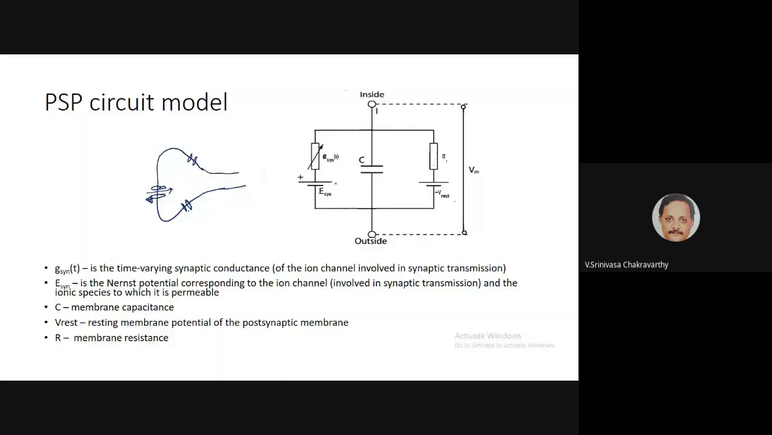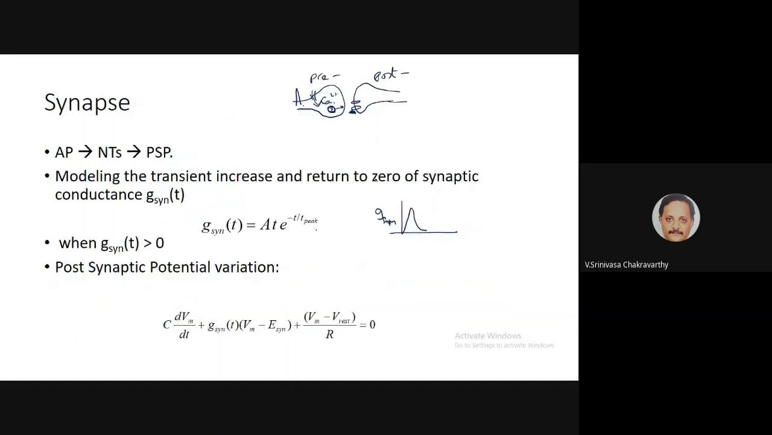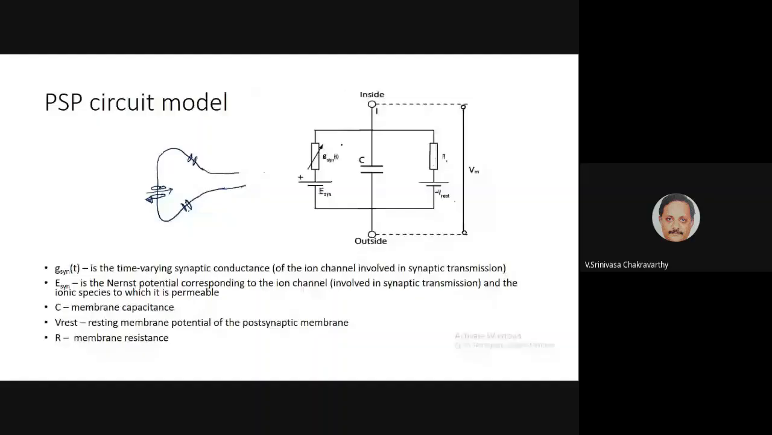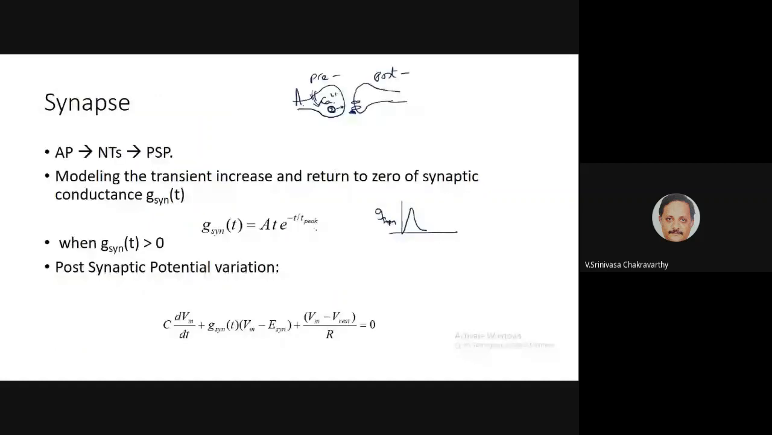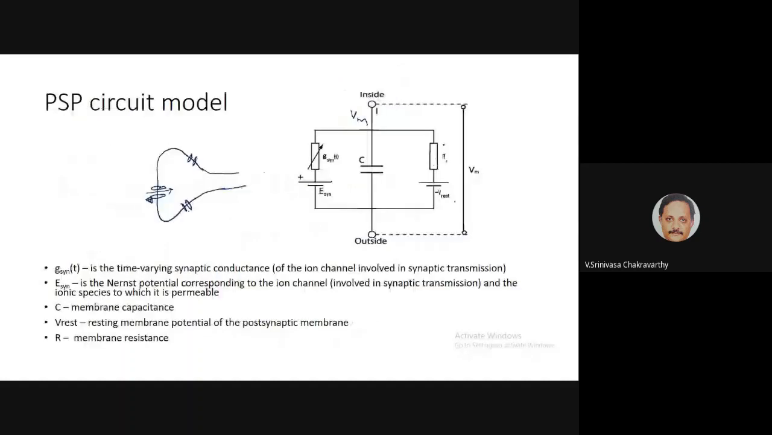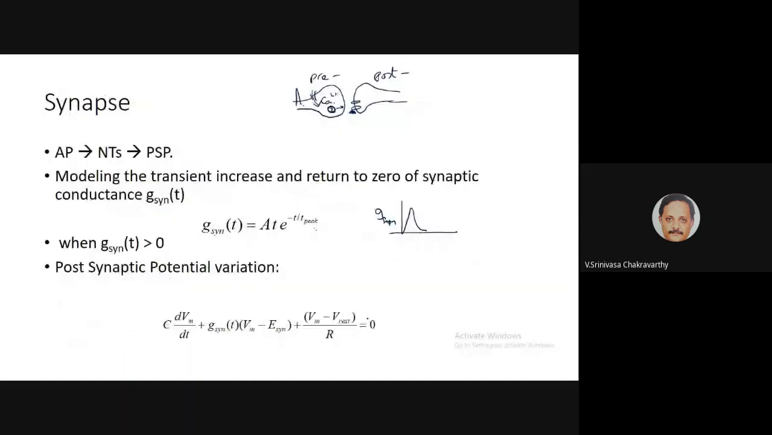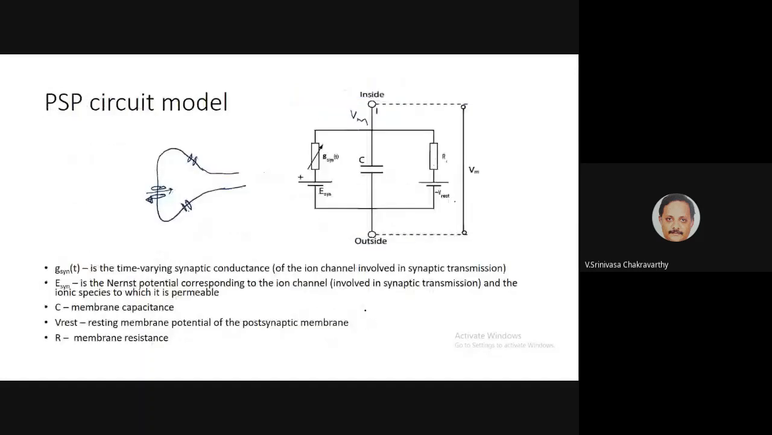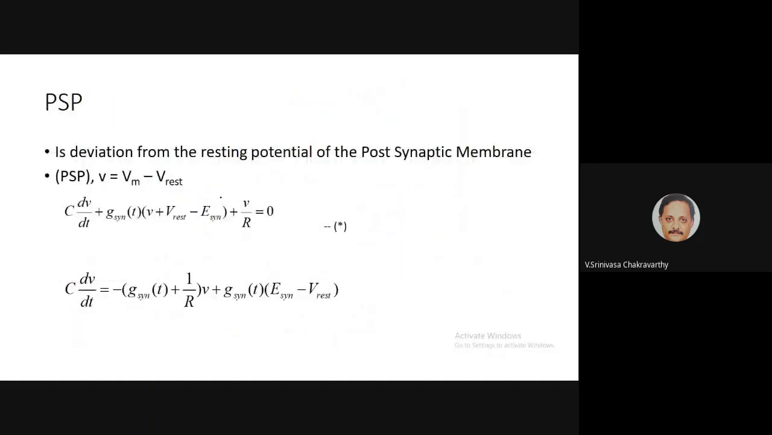Now let us write down the first equation for this circuit. Vm minus Esyn times Gsyn plus Vm minus Vrest divided by R, and the sum of the currents is 0. So this is the basic equation of the circuit. Now let us define a new variable, small v, which is equal to Vm minus Vrest. So what does the small v tell you? It is the deviation of the membrane voltage from Vrest.